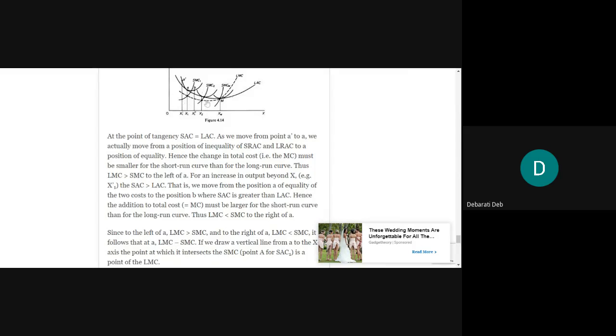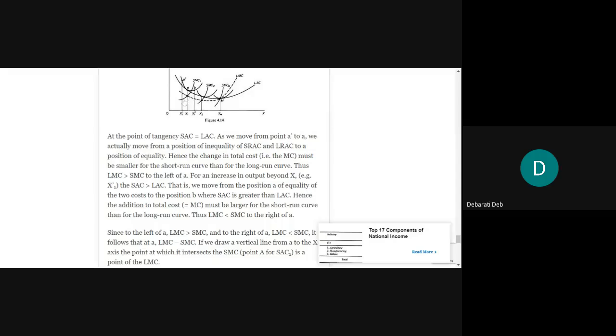Point A, capital A, is not shown. Anyway, follow the vertical line drawn from the point A, and it is touching the x-axis, right? When it was going towards the x-axis, it has met this SMC at a point. This point is also of the LMC. This is the point at which it is intersecting the SMC, and this is also a point which is intersecting the LMC, isn't it? This point of tangency.